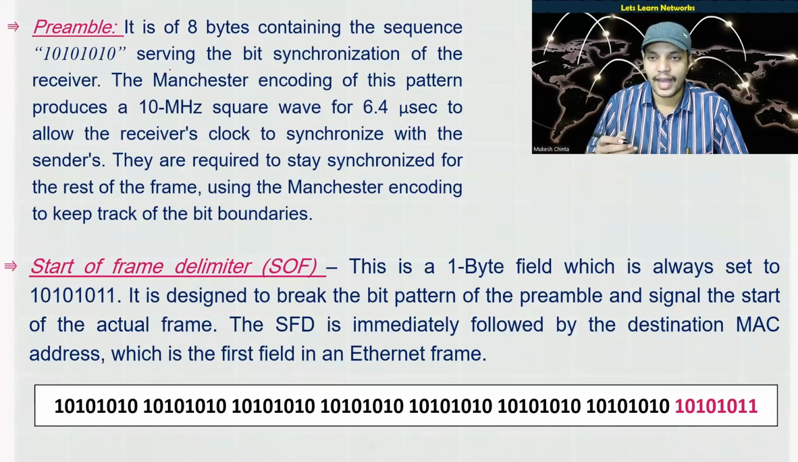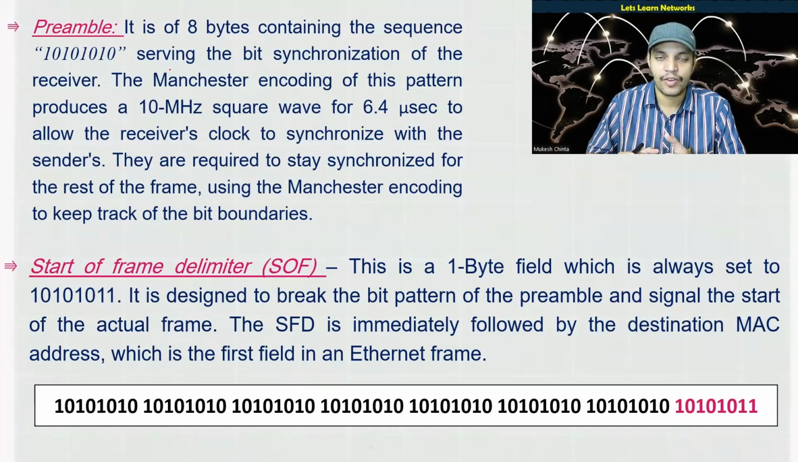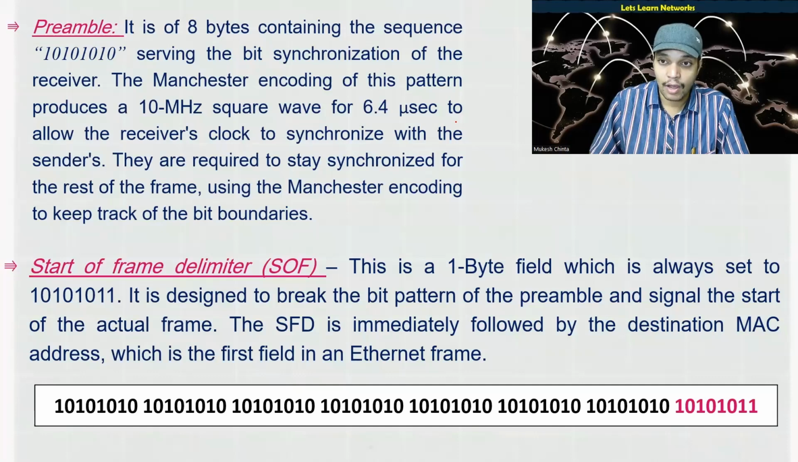Why do we need it? It serves the synchronization purpose. For Ethernet to work properly, clock synchronization is mandatory between the sender and receiver. So whenever the sender is going to put data on the wire, the receiver should be synced with the sender to receive that particular data. To maintain the synchronization, each and every frame will have a preamble to it. When you implement the Manchester encoding for this pattern, it produces a 10 megahertz square wave for exactly 6.4 microseconds, which allows the receiver's clock to synchronize with that of the sender.